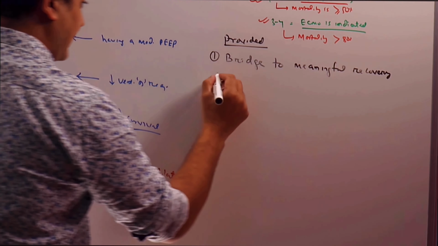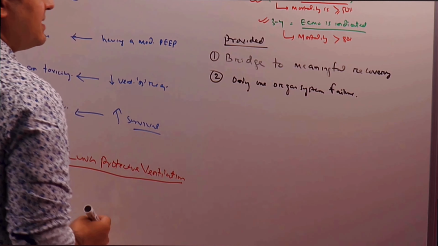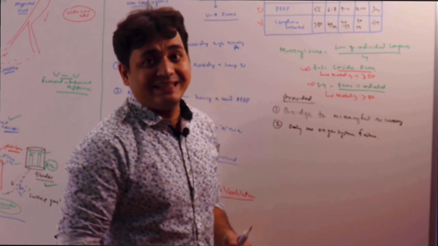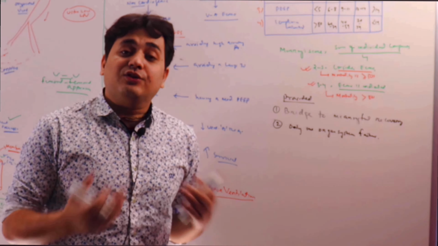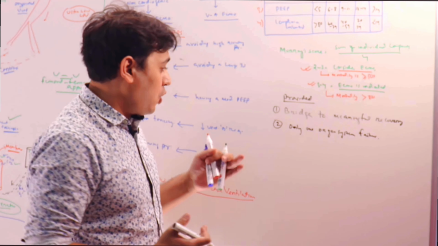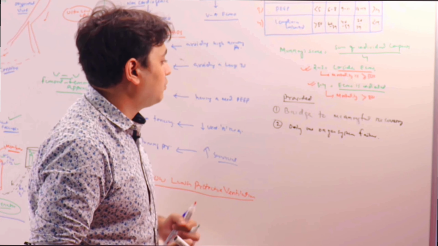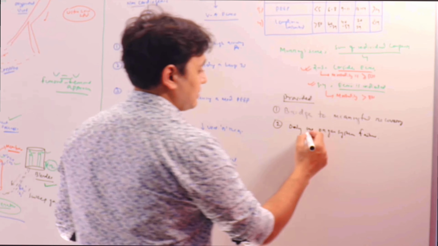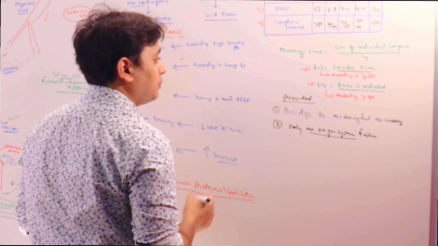Second, only one organ system failure, that is the lung. If the patient is having multi-system organ failure, in that case their mortality is even very high. So it's not worthwhile to put ECMO for those patients. So if only one organ system, that is the lung, has failed, it's good to put ECMO, right?